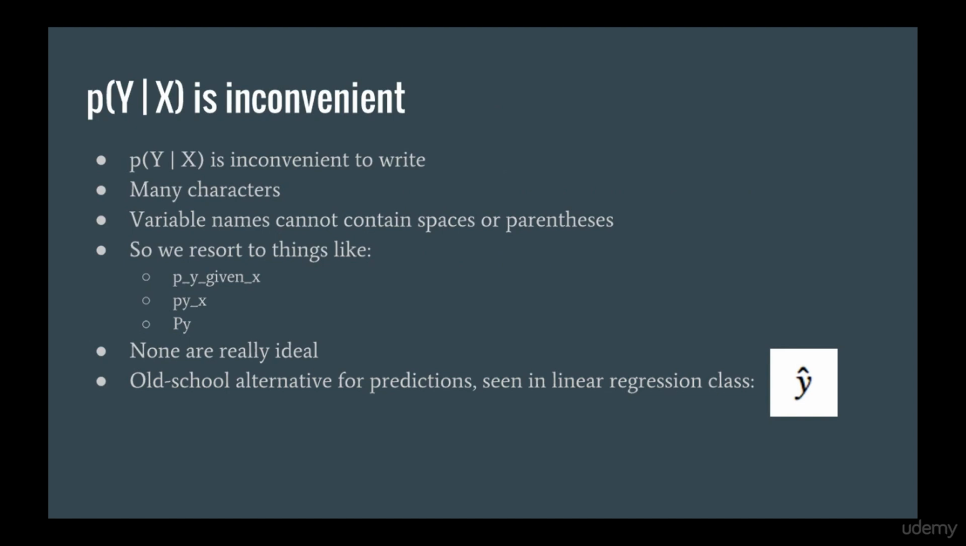P of Y given X is kind of inconvenient to write, especially if you're writing in code. As you know, variable names cannot contain parentheses. So what you'll end up doing is making variable names like these, none of which are really optimal. One old school alternative that you saw in my linear regression course is that we use y with a hat on top to mean prediction. We just call this y hat. But notice how this also cannot be represented as a variable in code.